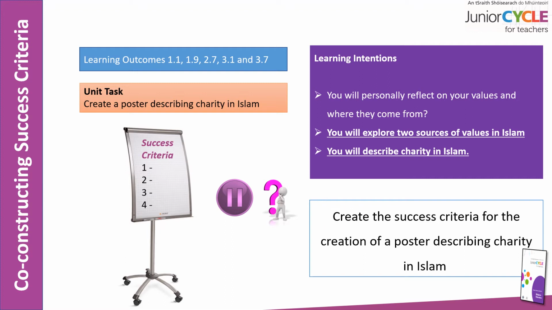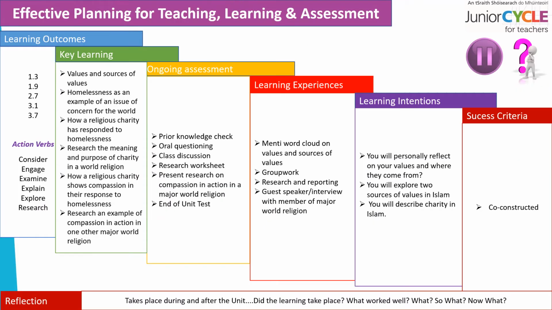You might want to just pause and reflect at this moment and consider what success criteria that you might come up with, taking into consideration the learning intentions. There's space on page 5 of your booklet to jot down some success criteria. That brings this unit of learning to a conclusion. You might want to pause and reflect on this unit of learning. How does it compare with your own unit plans? The next slide is a recap of the planning process that will assist you in future planning.